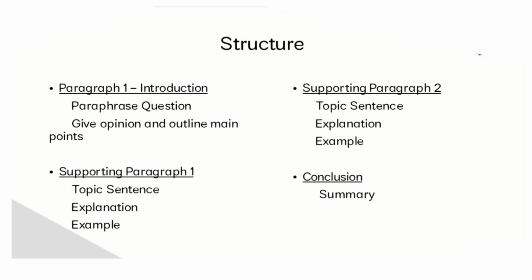Just like supporting paragraph 1, supporting paragraph 2 contains the second reason why we are agreeing, then the explanation, just like asking why, how, so what, and then we need a reasonable example. Lastly, our 4th paragraph will have the conclusion, which is a summary. Here also we have to write the paraphrased question, our opinion, and outline our main points.